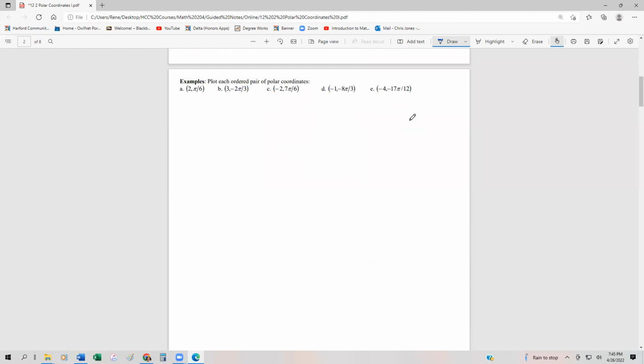For an example, let's plot a number of polar coordinates. The first one we have is 2 comma pi over 6. I'm just going to go to the right 2, and then draw an angle of pi over 6, or about 30 degrees. Now, this curve doesn't actually exist. Even though the angle exists where theta is equal to pi over 6, we just get rid of that. You're just plotting the coordinate 2 comma pi over 6.